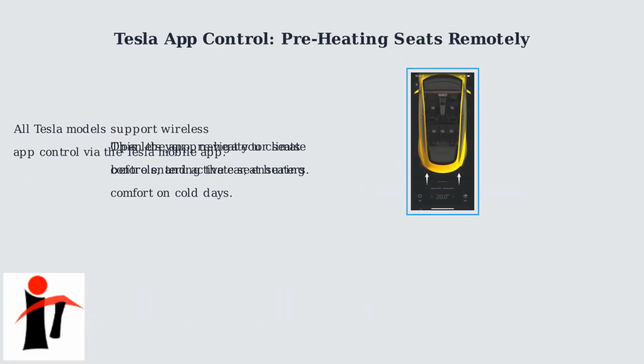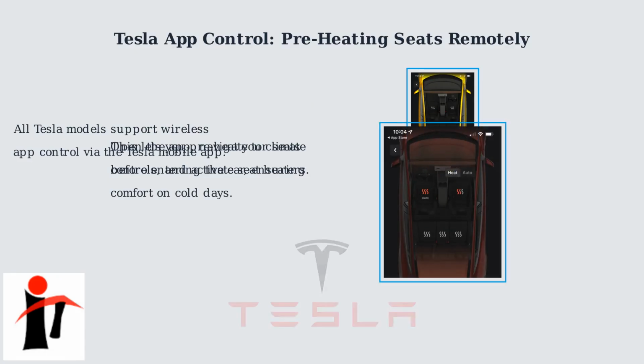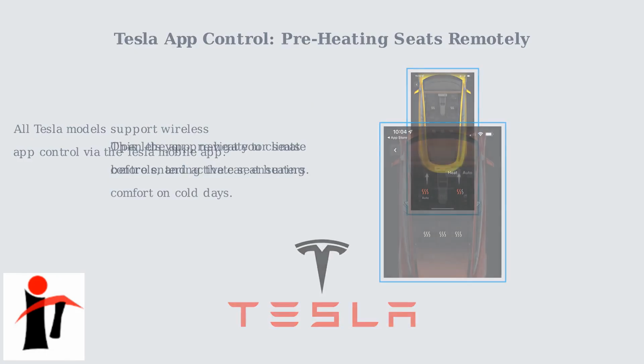All Tesla models support wireless app control through the Tesla mobile app. This feature allows you to preheat your seats before you even enter the vehicle, providing instant comfort, especially on cold days. Simply open the app on your phone, navigate to the climate controls section, and activate the seat heaters remotely.